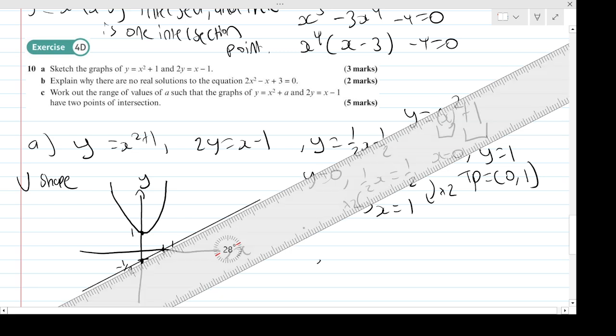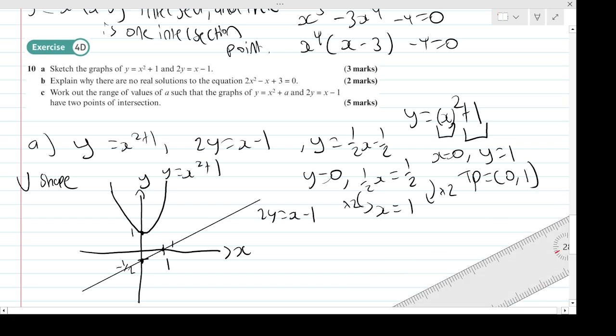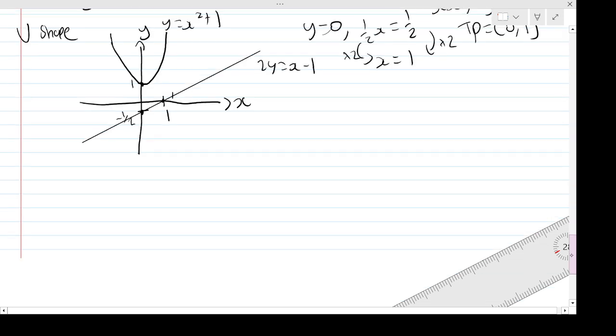Coolio. There we are. So then we need to label our lines, right? So that'd be 1 there. So that will be 2y is x minus 1, and this will be the curve y is x squared plus 1. So there we are. We sketched our graphs then. Okay, that's part A done.